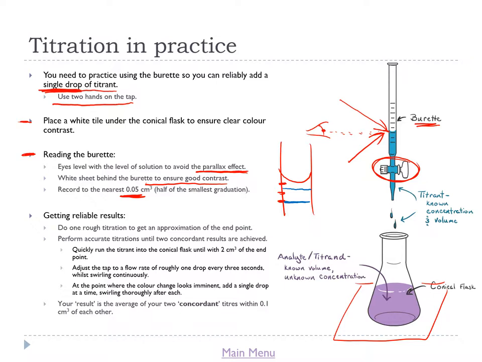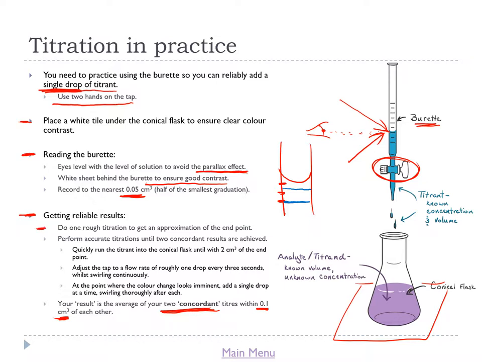And lastly, we need to make sure that we get reliable results. What we're looking for is what we call two concordant titres. That is two values that are within 0.1 centimetres cubed of each other. Now, when you first start doing titrations, that can seem like an impossible challenge, but it's very realistic provided you do this. So the first thing to do is start off doing a rough titration to get an approximate idea of the endpoint.